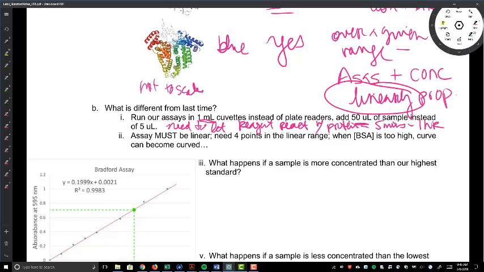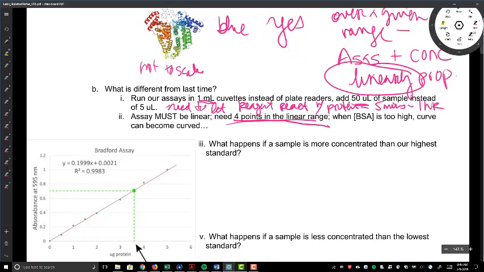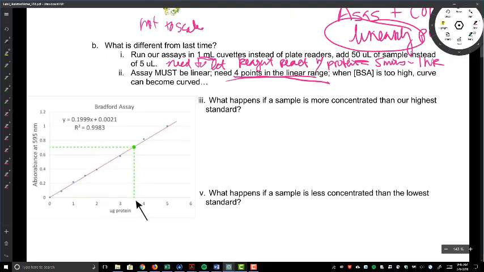And then the other big distinction is that your assay must be linear. And in fact, you need at least 4 points in that linear range. And that's because when you're out of that linear range, the BSA line is going to start curving. And so if we look down at this calibration curve over here, you can see it's nice and linear. But what can happen is after we access that top point, it might start flattening out, because eventually it's going to flatten out and stop being linear.